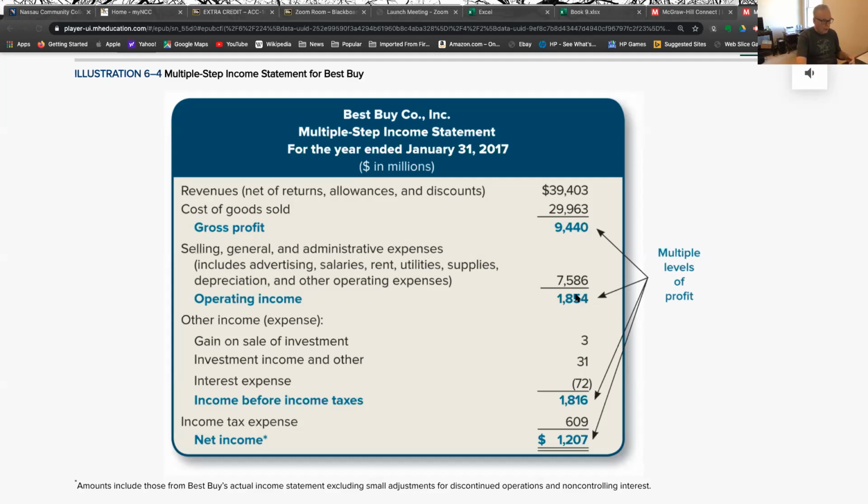So that's why we like to break interest expense out separately and put it down here on the bottom. Yes, it's still an expense. Yes, it's still part of net income, but it's not part of this operating income number.